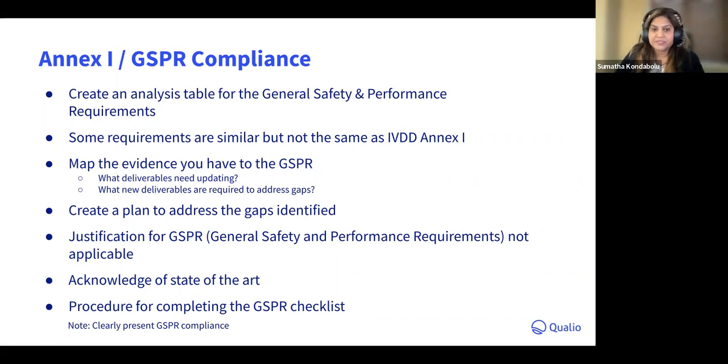Create a plan to address the gaps that are identified, and justification for GSPR. If you have some requirements that may not be applicable, then you can always provide a justification, especially in the quality manual. Also, you can add these justifications and acknowledge the state of the art. This is where you will be focusing more. And a procedure for completing the GSPR checklist. You can also have a GSPR checklist within your organization to make sure that you are complying with all the specific requirements. Kerry, would you like to add anything on the requirements for the GSPR?